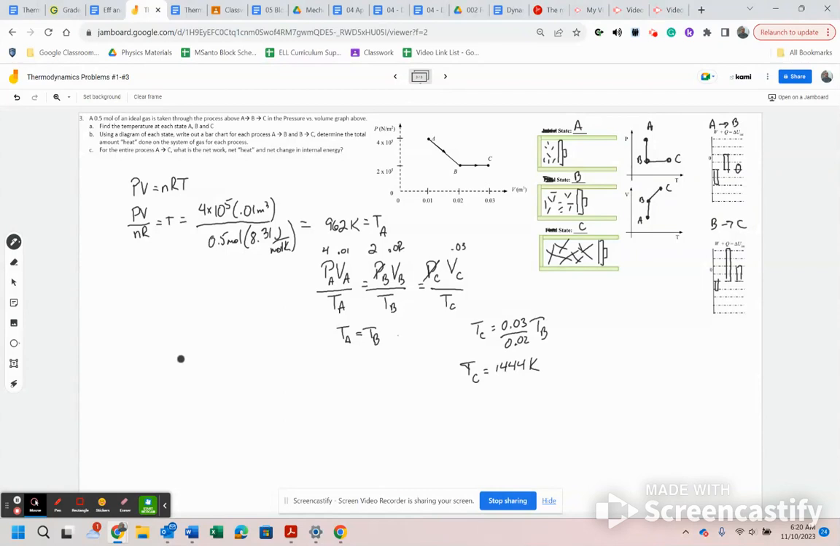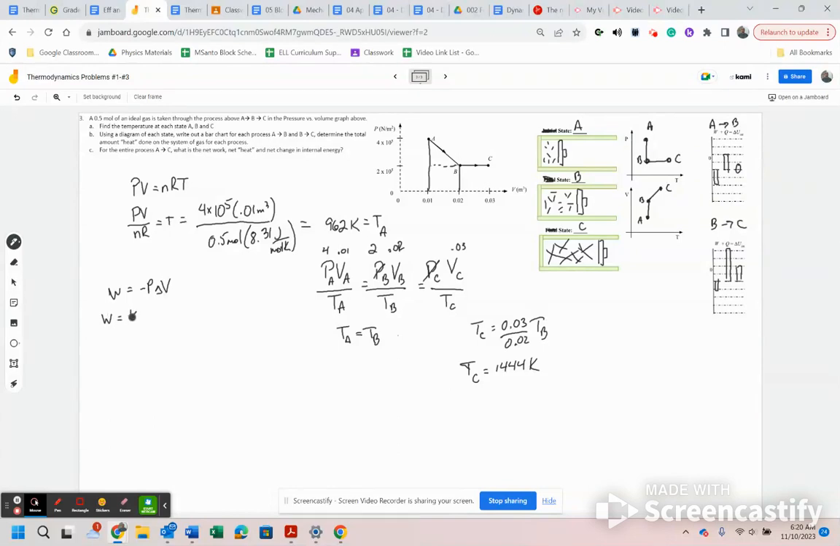Now, as we go from A to B, to determine what the work done is, so we can figure out how much heating has occurred, we have to find the area underneath the curve, because the equation negative P delta V assumes a constant pressure, so it will not work. So we break this into two parts. We have the triangle and the rectangle.